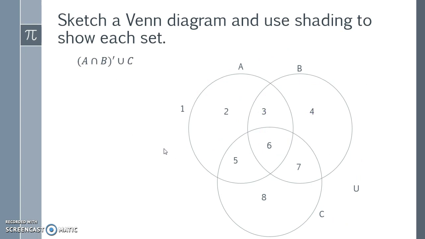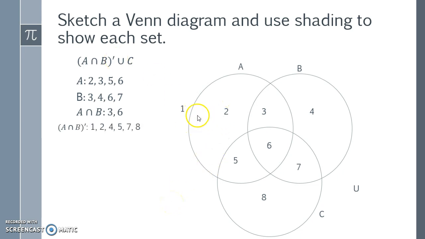Let's do A intersect B prime union C. So I have my sections labeled. I'm going to first work on the inside of my parentheses and work my way out. So section A is 2, 3, 5, and 6. Section B is 3, 4, 6, and 7. Where section A intersects section B is numbers 3 and 6. Now we can find the prime part by identifying what is not in section 3 or 6. So what is not in section 3 and 6 is 1, 2, 4, 5, 7, and 8.